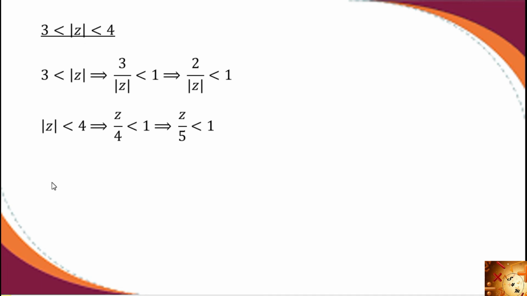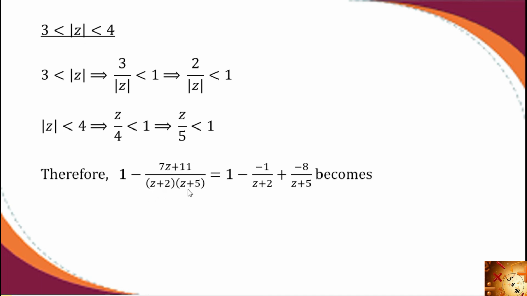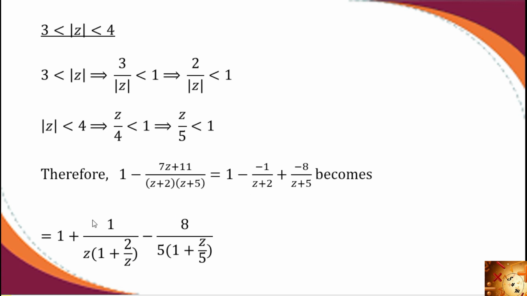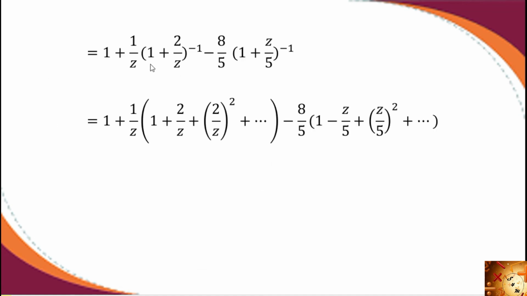Then consider our function, that is 1 minus 1 by z plus 2 minus 8 divided by z plus 5, which becomes 1 plus 1 divided by z, since the expansion is valid only for 2 by z less than 1, so taking z outside: z into 1 plus 2 by z, minus 8 divided by z plus 5. From the second portion we get z by 5 less than 1, so taking 5 outside: 5 into 1 plus z by 5. That is 1 plus 1 by z into (1 plus 2 by z) whole power minus 1, minus 8 by 5 into (1 plus z by 5) whole power minus 1. Giving the expansions, we get this answer. So this is the Laurent series expansion of the given function on 3 less than mod z less than 4.